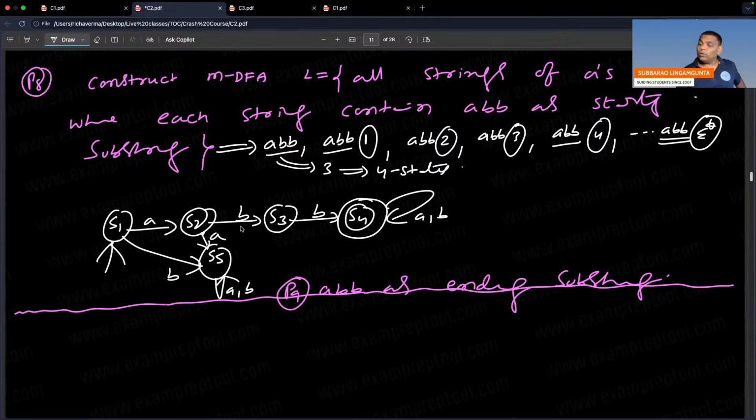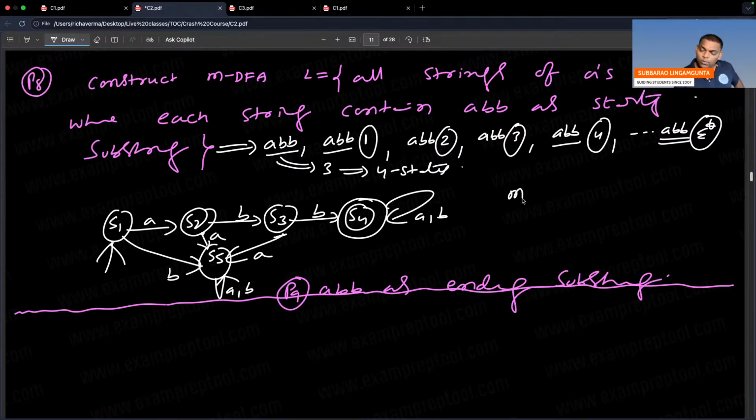Starting itself is a problem, I cannot do anything. Starting should be ABB. Next one, after S3 means AB already happened. After AB, one more B is required. After AB, if A comes, I cannot do anything. But remember this dead state concept, you can avoid in the case of NFA.